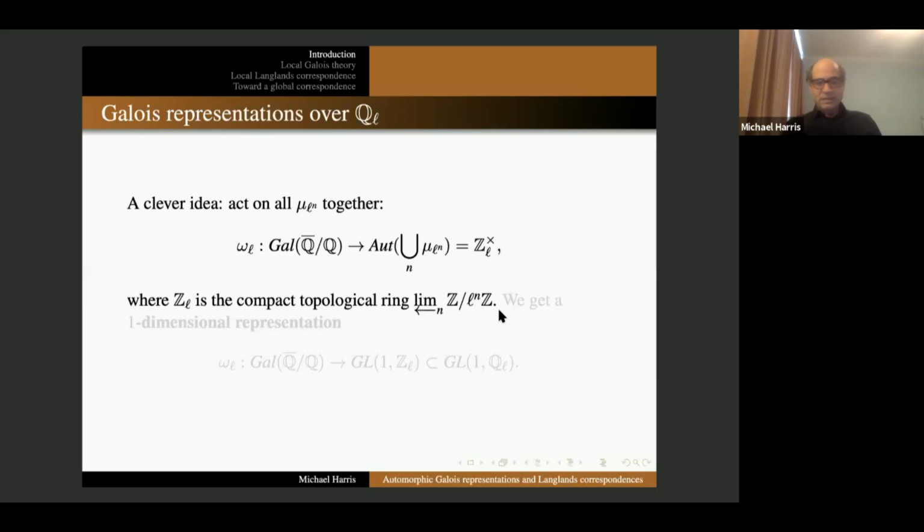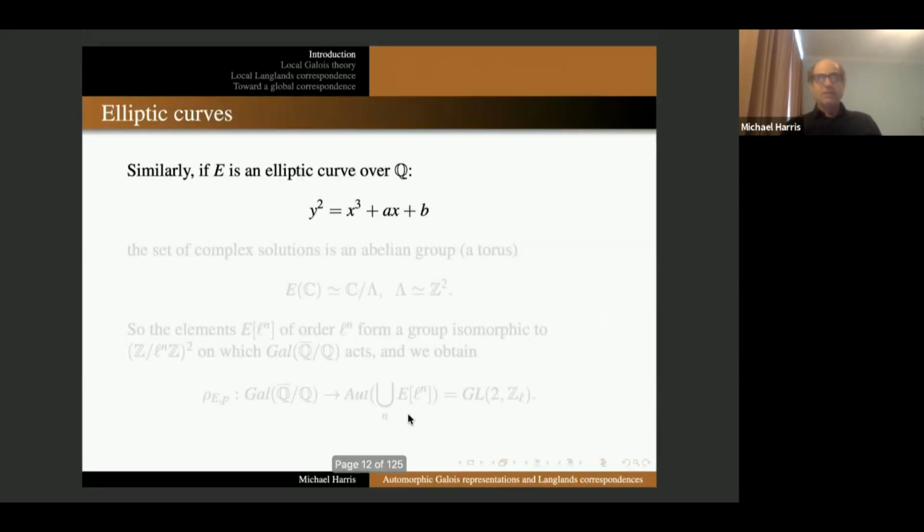And this way we get a homomorphism from the Galois group to the multiplicative group of a ring, which we can think of as GL1 of that ring, which is contained in GL1 of its fraction field. All right, so this is a one-dimensional representation of the Galois group. I call it omega L. Now that's just one example.